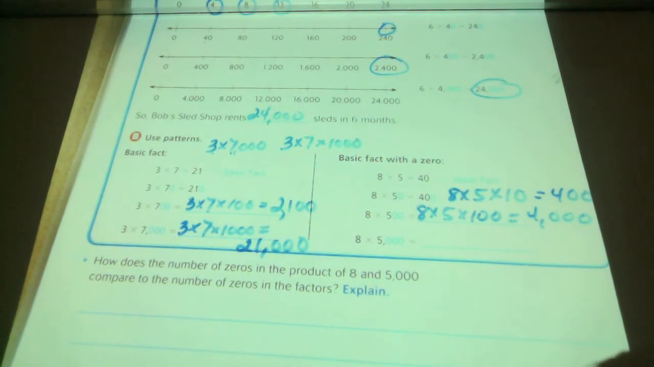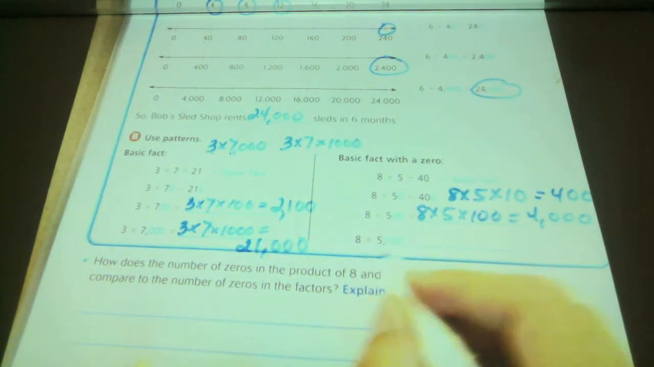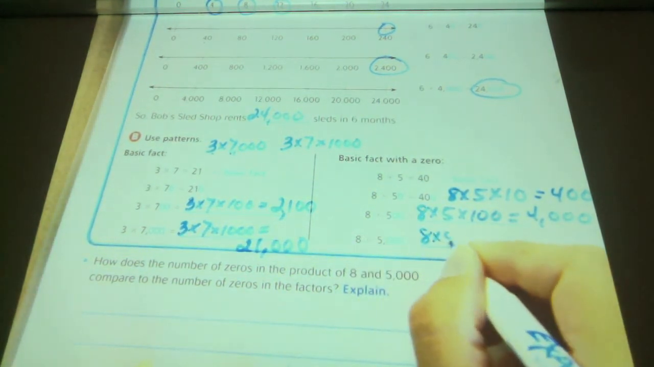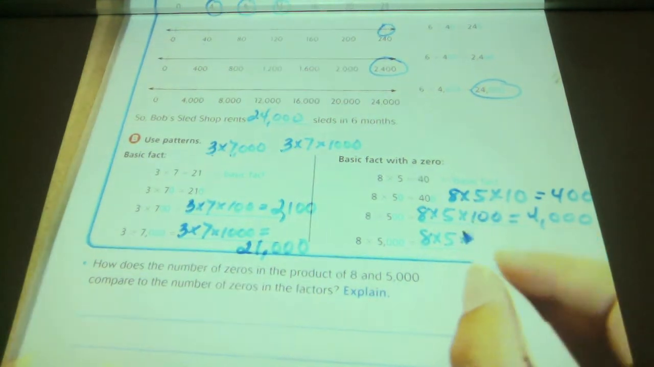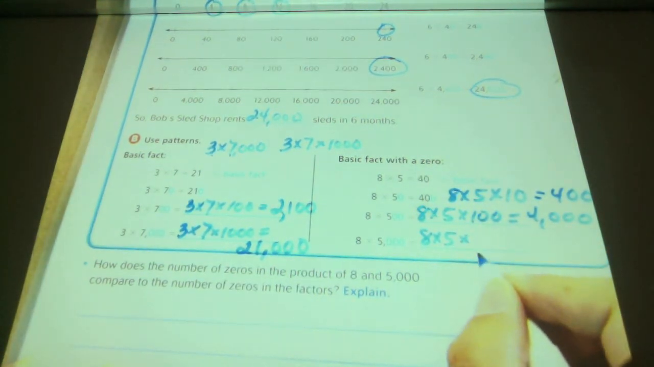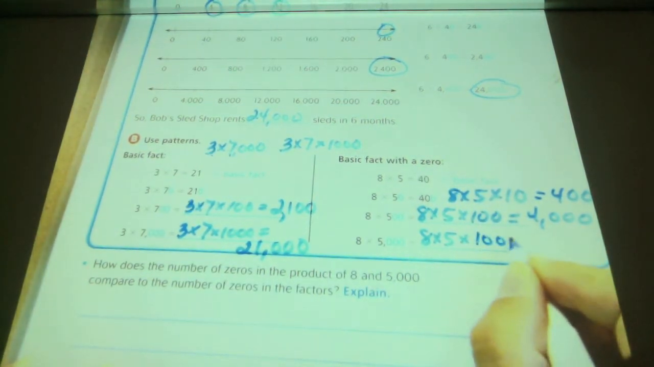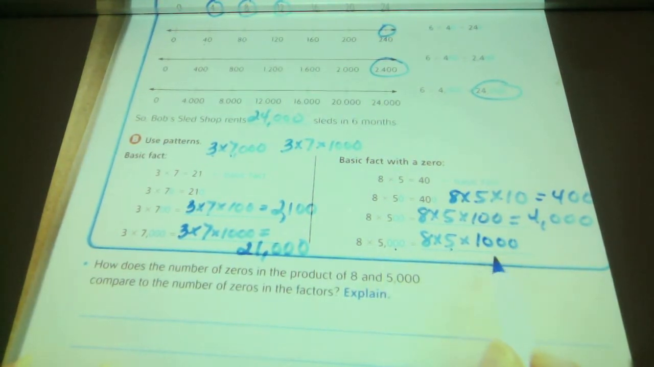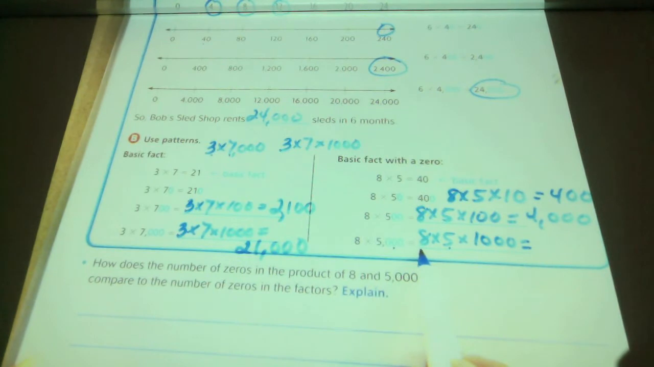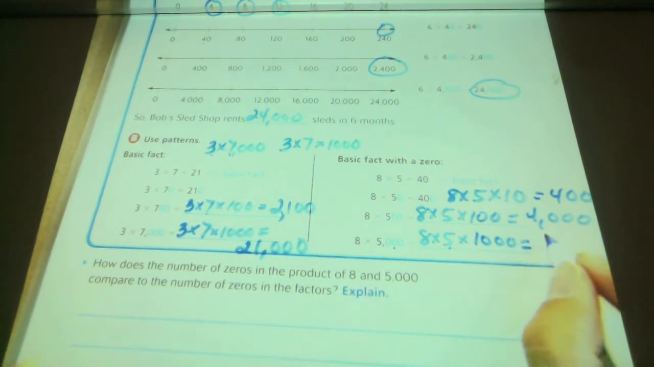Okay. And the last one, 8 times 5 times, raise your hand when you know what I'm going to multiply the whole thing by. So what did we decide we're going to multiply by, class? 1,000. 5,000 is 5 times 1,000. Now I'm going to multiply my 8 times 5, and that's 40. 40 times 1,000 is 40,000.